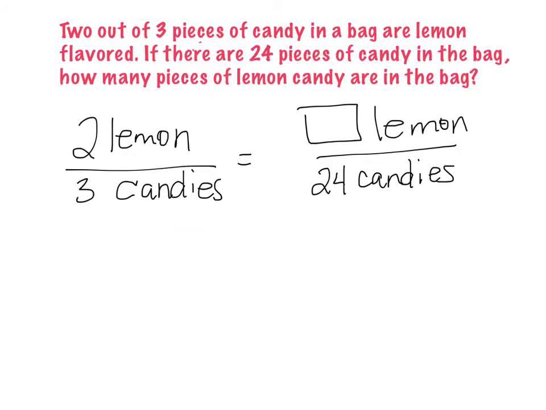So here's how I have set up the problem. I have written down here 2 lemon candies for every 3. So that's my ratio, 2 out of 3. And then the part that I know is 24 candies, and I'm trying to find out the part. So how many of those are lemon? Now I'm just going to fill in 3 times what is 24? 3 times 8 is 24, so I'm going to multiply 2 times 8, and that's 16. So 16 lemon out of 24 candies.